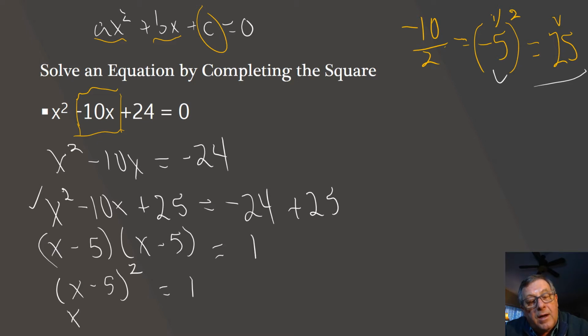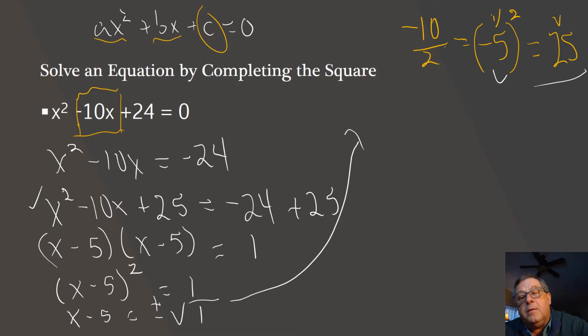And so now I've got x minus 5 equals plus or minus, and this is important, the plus or minus, the square root of 1. Now I'm going to finish this off up here at the top. Maybe I'll draw a little arrow here. Okay. All right. Now, what's the square root of 1? Well, the square root of 1 is just 1. So now we've got x minus 5 equals plus or minus 1. And now we're going to solve for x.